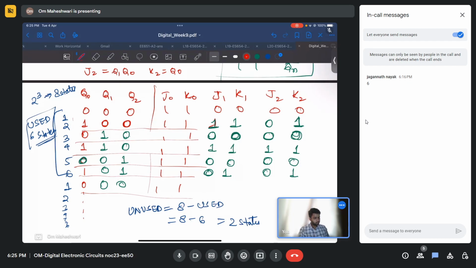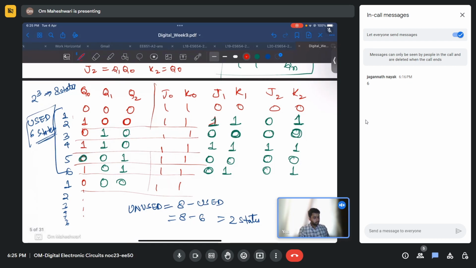Yes, sir. So which are the 2 missing states here? We have 000, 001, 010. 011 is missing, right? So 011 is one of the unused states.